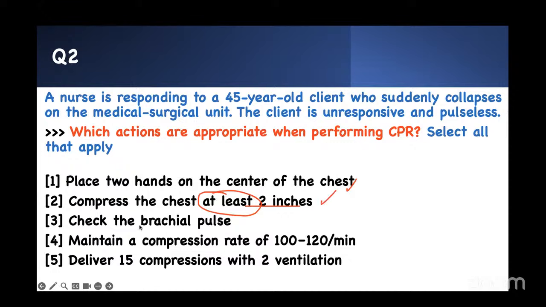We don't check the brachial pulse. We have to check the carotid pulse because it's an adult. We have to maintain compression, right? 100 to 120, right? That's constant. Everybody get what? 100 to 120.